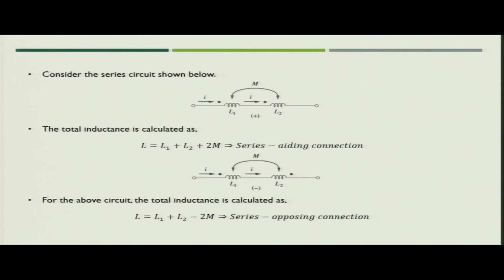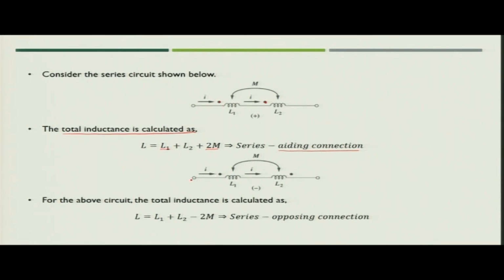Now, let us consider the circuit where the coils are electrically connected also. So, if you see that coil L1 is connected to L2 physically as well as magnetically. Now, in this case, if the current is going inside the dot, and again the current is going inside the dot, the total inductance will be the adding connection, that means L1 plus L2 plus 2M will be the total inductance of this arrangement.